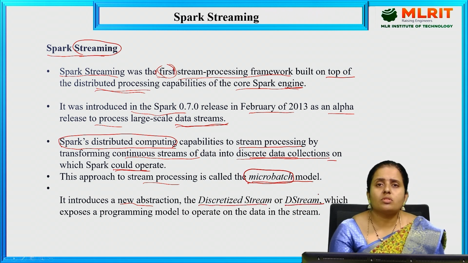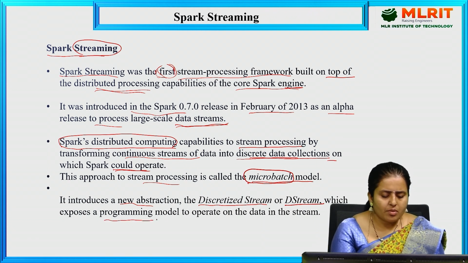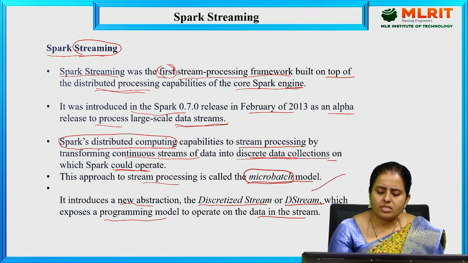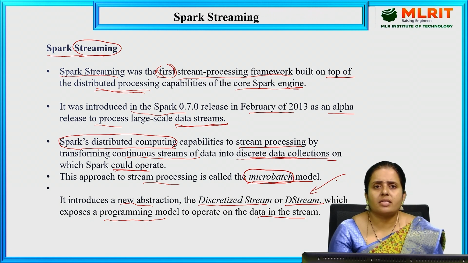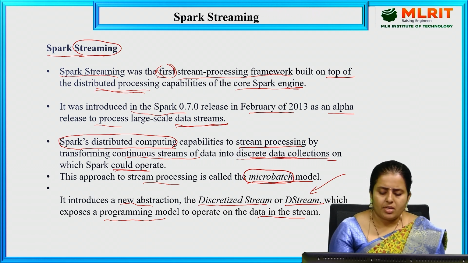Those micro batches we call discretized streams or DStreams, which are distinct from each other and expose a programming model to operate on the data in the stream. Programming concepts are applied on these DStreams to get the proper outputs and achieve the goals.